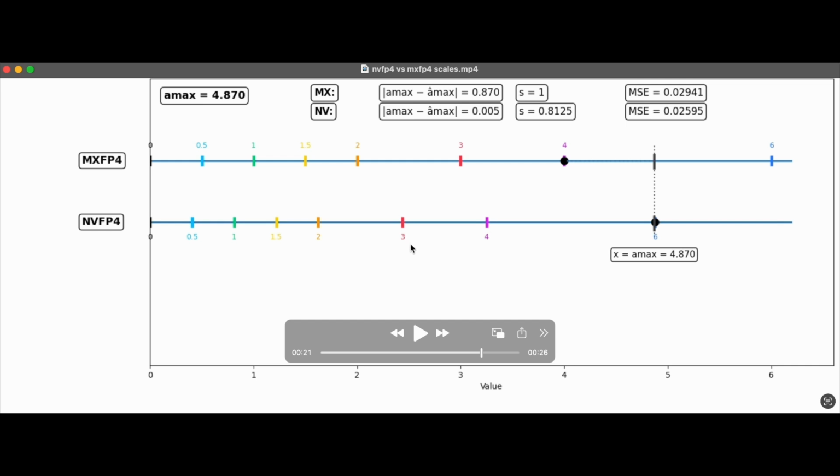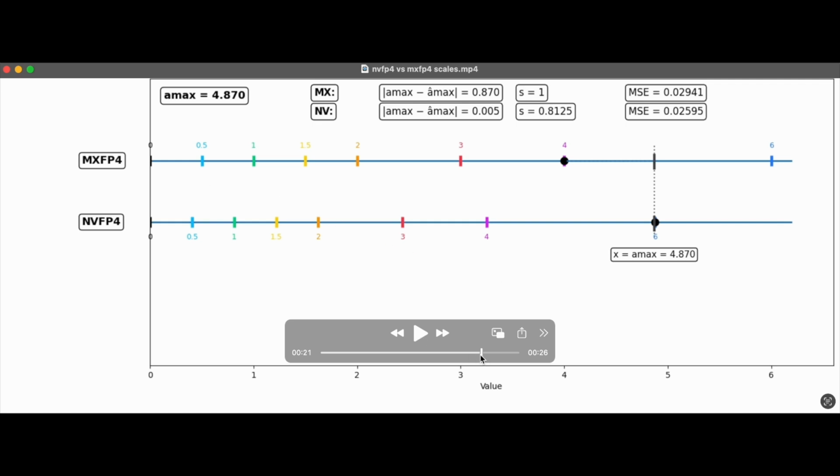This highlights why the choice of scale factor is so important. A power of 2 scale factor gives you a very hardware-efficient implementation, but you lose the opportunity to fully utilize all the available 4-bit values. In contrast, NV is able to use almost all of the available 4-bit patterns much more consistently.